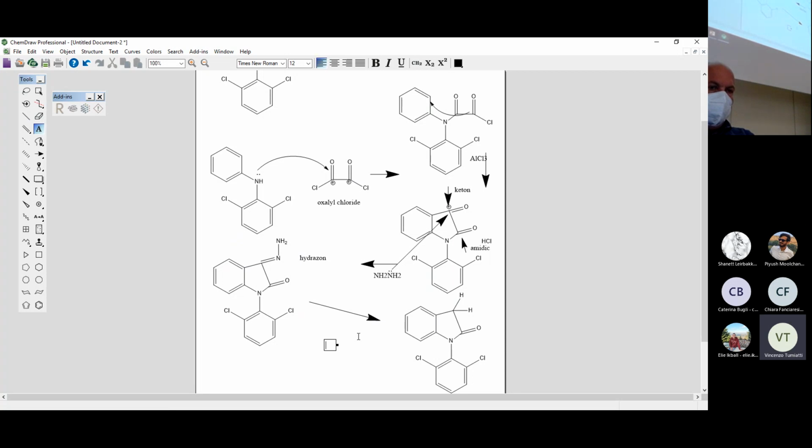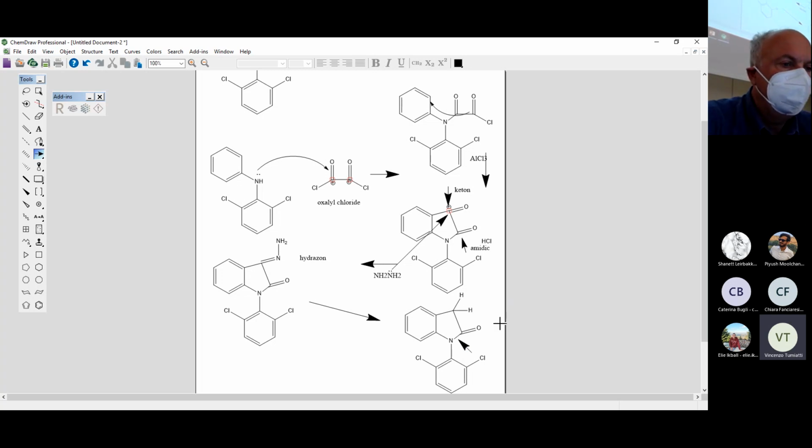At this point, you see the last step is just a hydrolysis of the amidic bond to release the side chain of the acetic acid residue. So the last step is a hydrolysis.